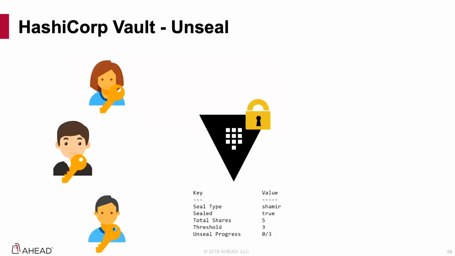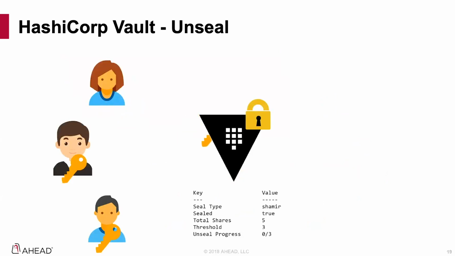So we're going to get 3 of those folks that have keys to provide us with their key. Underneath the Vault there, you can see an example of if you log into the CLI and run vault status, the seal type is Shamir. So we talked about the Shamir sharing algorithm, where it breaks apart the keys. You can see that the Vault in this case is sealed, so we can't do anything with Vault except unseal it. The total number of shares is 5, the threshold is 3, and the unseal progress is 0 of 3 keys.